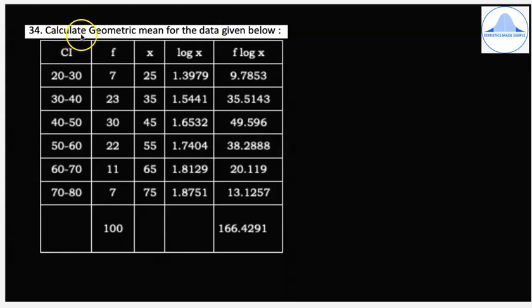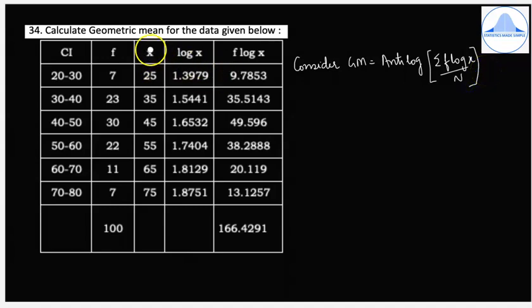34th question, calculate geometric mean for the data given below. They have given us the class intervals from 20 to 30 up to 70 to 80, and the corresponding frequencies 7, 23, 30, 22, 11, 7 are given. Now because we are asked to calculate the geometric mean for continuous data, let us first write the formula. Geometric mean is equal to anti-log of summation f log x divided by capital N.